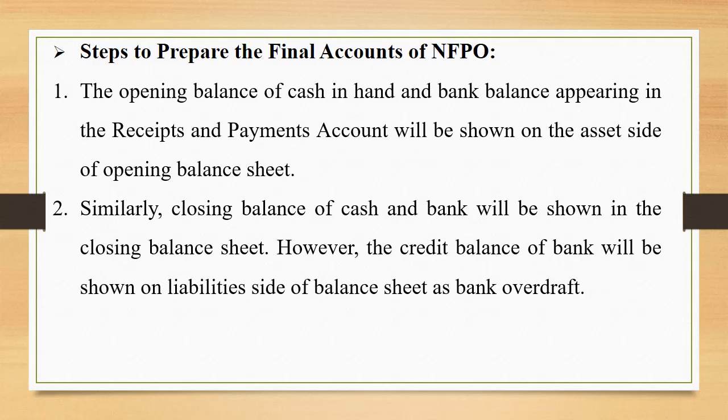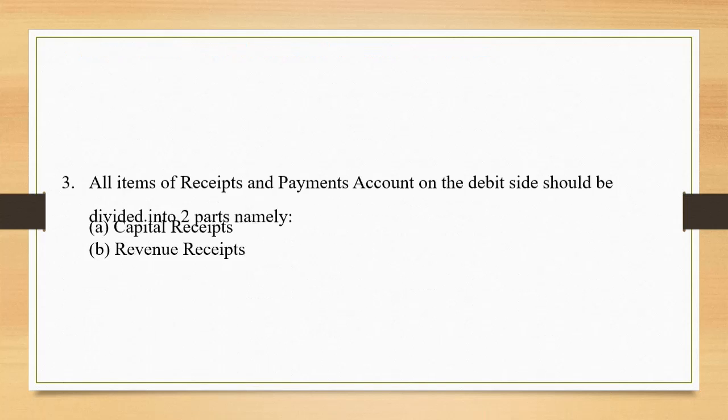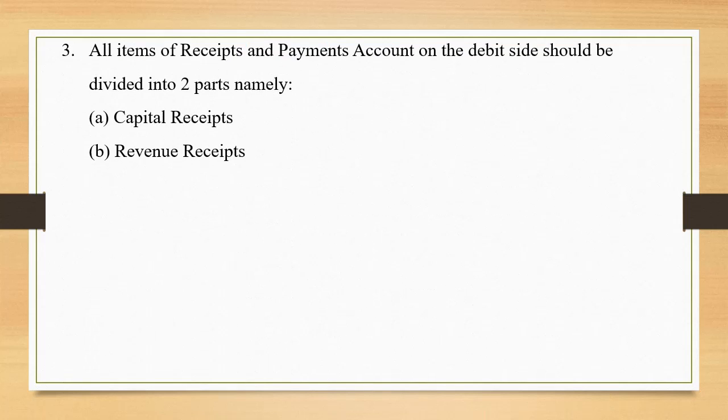All the items of receipts and payments account on the debit side should be divided into two parts, namely capital receipts and revenue receipts. Why do this? Because all the capital receipts will be a part of the balance sheet liability side, whereas revenue receipts will be a part of income and expenditure account.